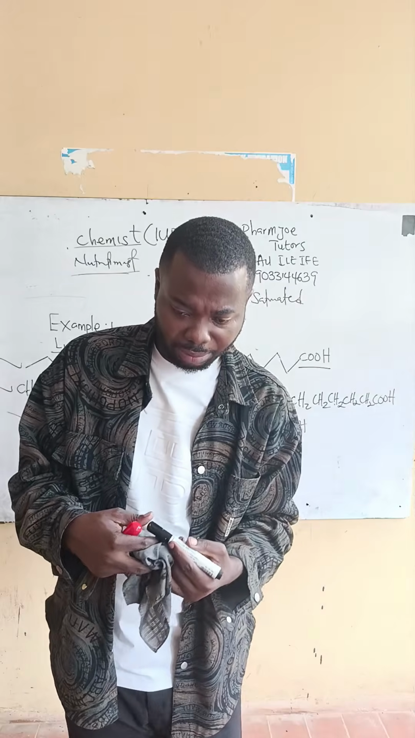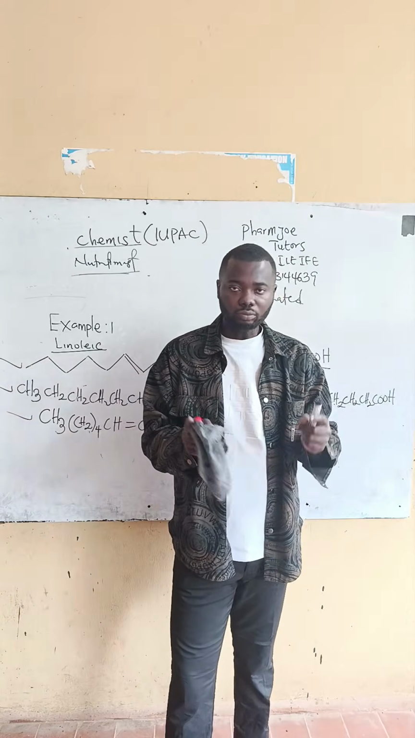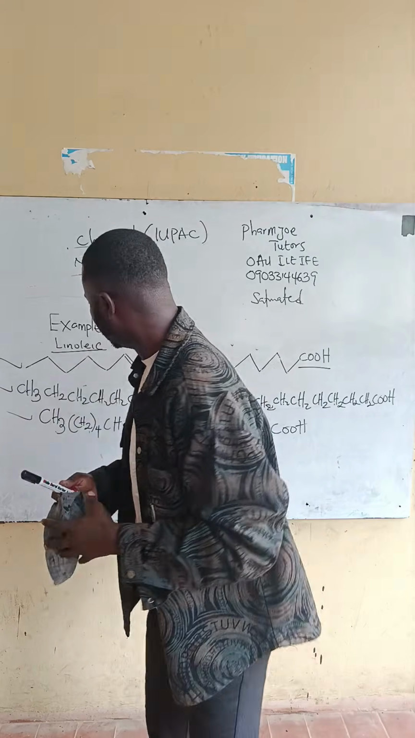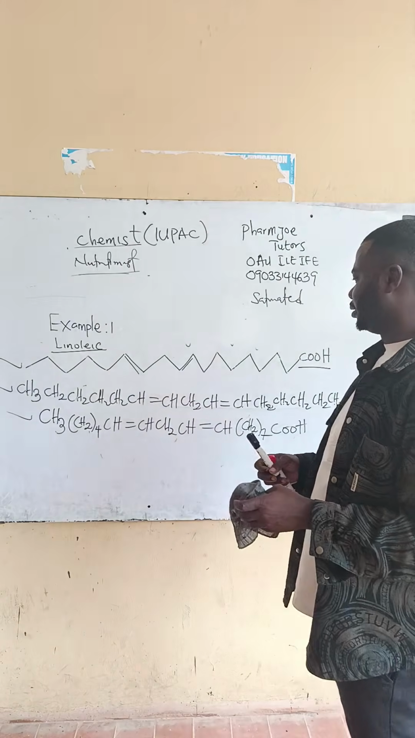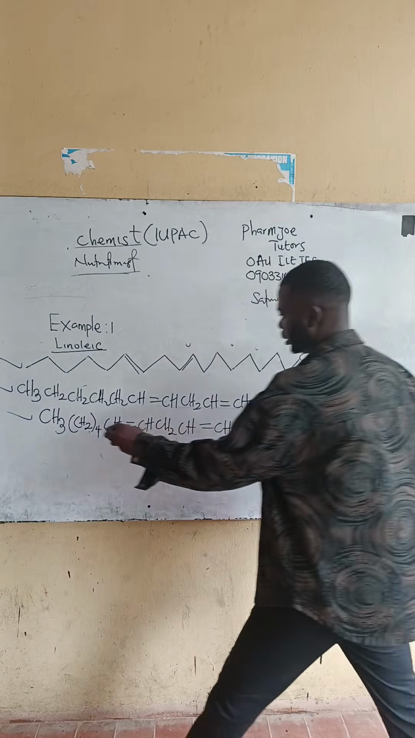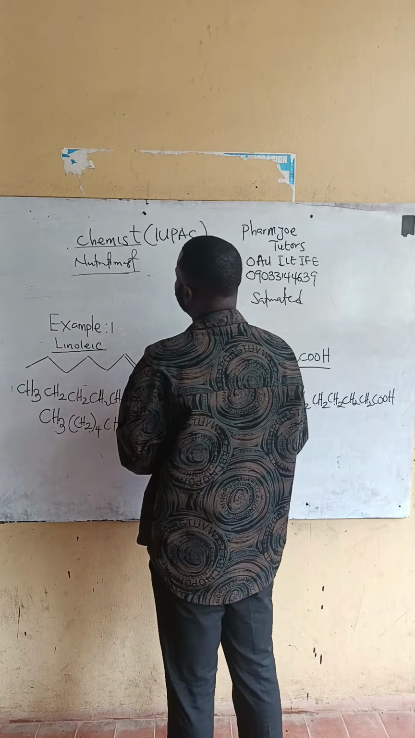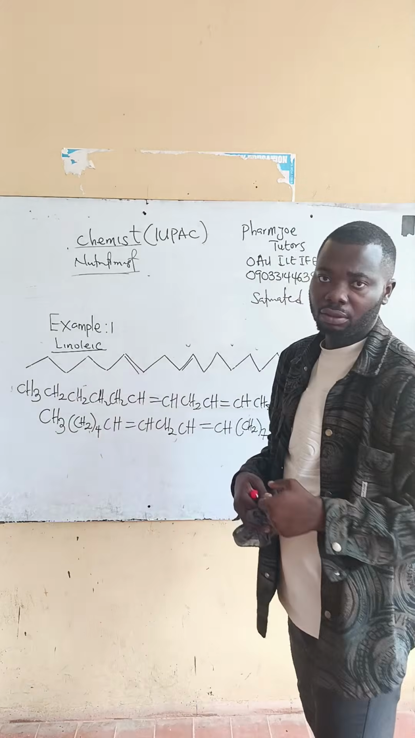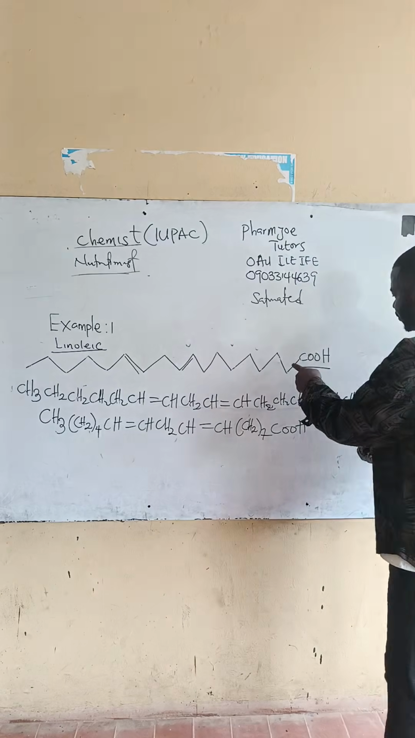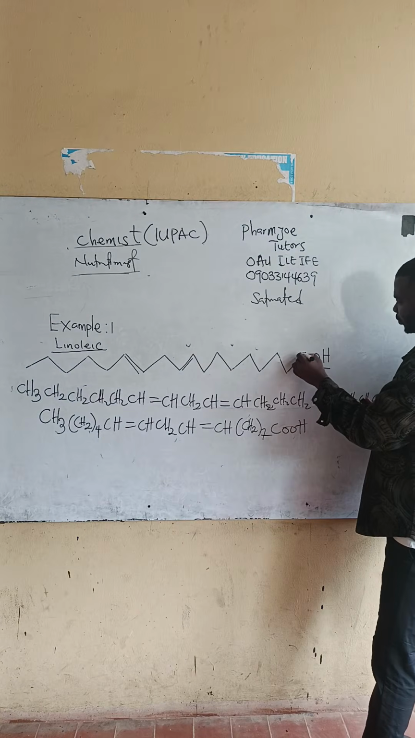So I'm going to teach you how to name it, and also teach you how to write it in shorthand. Let's take a look at this compound, linoleic acid. Firstly, you want to name according to chemists. When you are naming, you start naming from the carbon of the functional group. Are you with me? This is the carbon of the functional group.